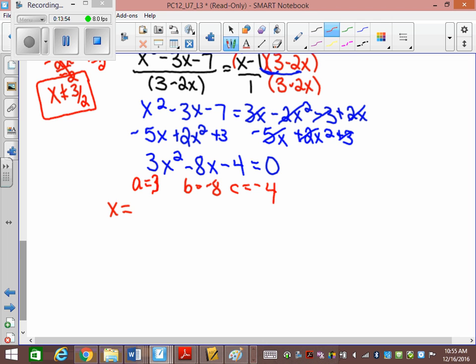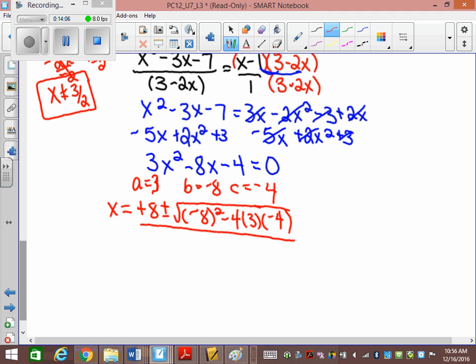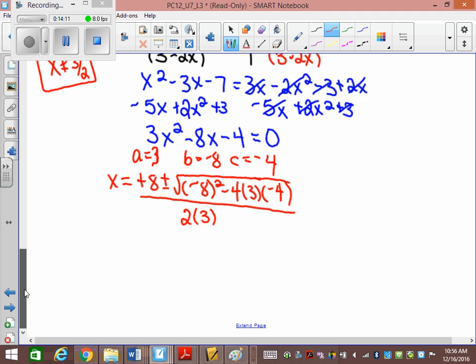So x equals negative b, so plus 8, plus or minus the square root of b squared, negative 8 squared, minus 4 times a times c. Remember what's great about this formula? You're given it on your formula sheet. That's what's great about this formula. Then 2 times 3. Now, some people at this point will punch it into their calculator. You're not proving it algebraically if you're punching this into your calculator, just so you know. That's like partial algebra, partial graphically.